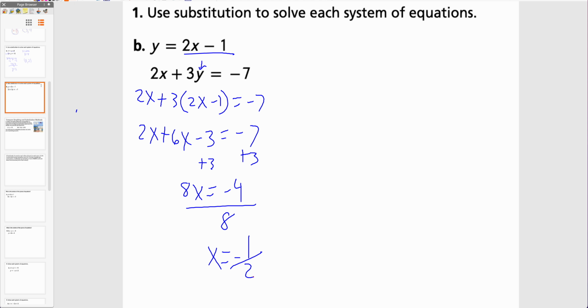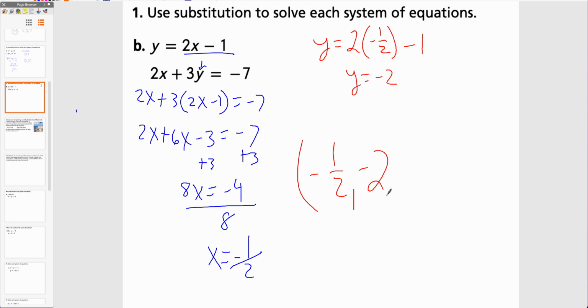All right. So now I can put negative 1/2 into the first equation. Looks like it'll be the easiest one. Y equals 2 times negative 1/2 minus 1. So 2 times negative 1/2 would be negative 1. Minus 1 is negative 2. So y equals negative 2. Negative 1/2 comma negative 2.